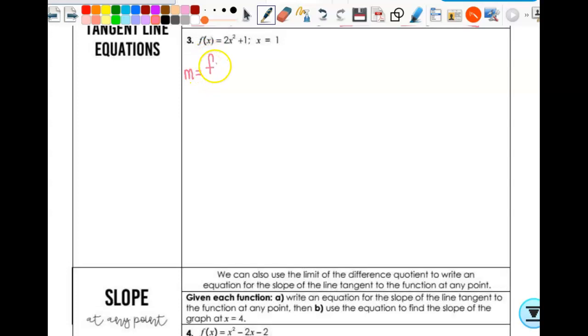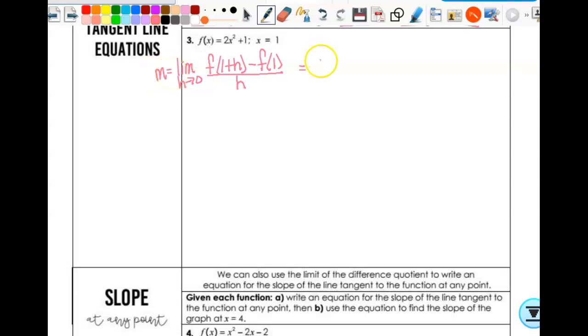That's equal to f of x plus h, so that's 1 plus h, minus f of 1, all over h. That's equal to, oh, what did I leave off? And I just made a big deal about it and I left it off. I said, pay attention to your limits, and then I left it off. It is the limit as h approaches 0. That is your slope.